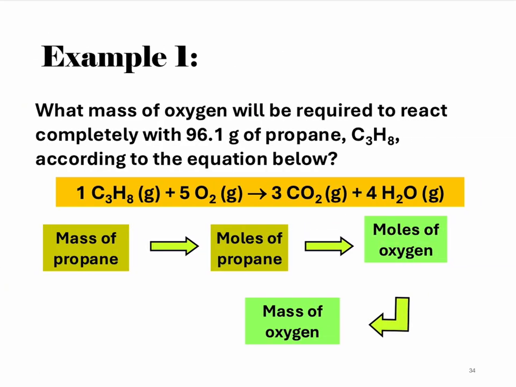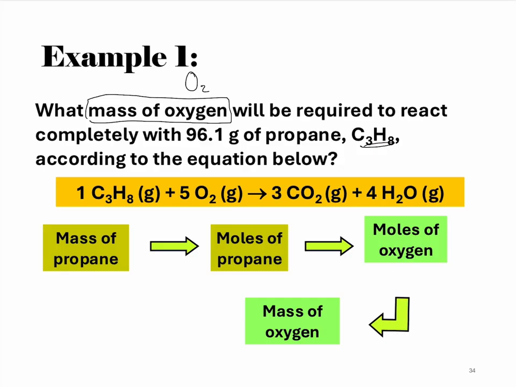All right, so let's look at this combustion reaction, right? So combustion reactions, we're always going to have oxygen, some sort of organic molecule, like in this case it's butane, and then we get CO2 and water as byproducts. So what mass of oxygen, right? So our final answer should be the mass of oxygen, which again, when we're talking about chemical reactions, oxygen is found in diatomic form. So O2 is what they're referring to when they say oxygen. Will be required to react completely, right? That means that it uses up all of the oxygen with 96.1 grams of propane, right? So propane is our organic molecule here, according to the reaction below.